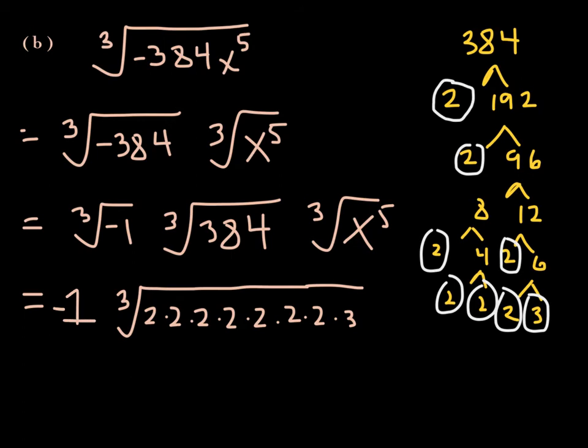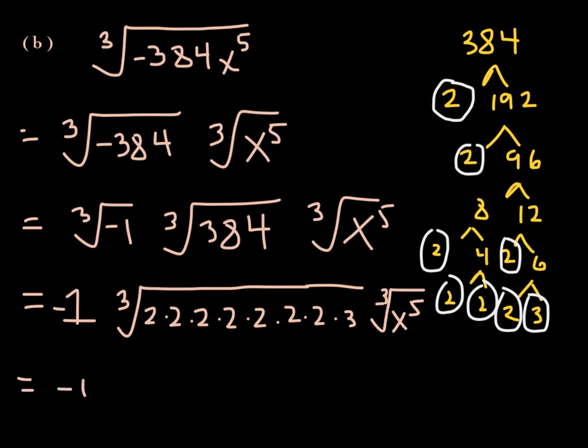And then in just a second, I'll do this on the next line. I will evaluate the cube root of x to the 5th. I could have done it right there, but I was running out of room on that line of work. All right, so I have a negative 1 on the outside.